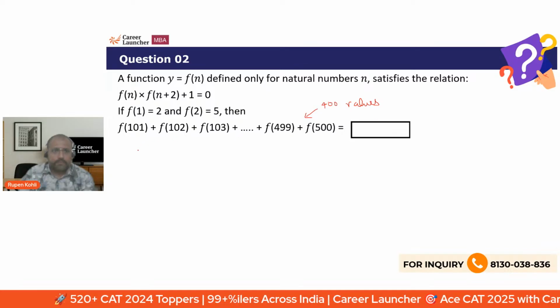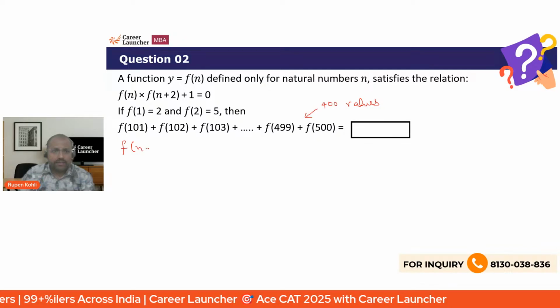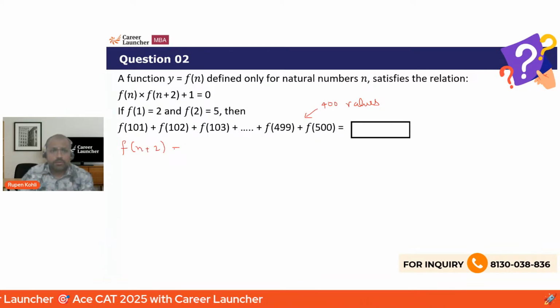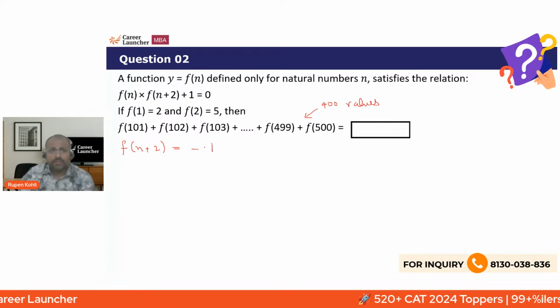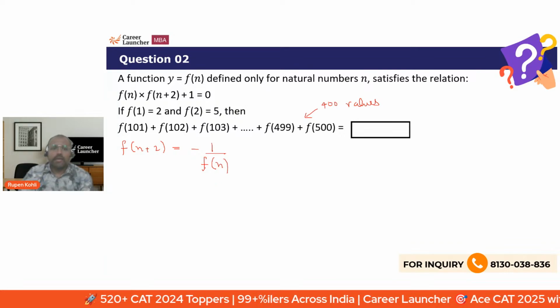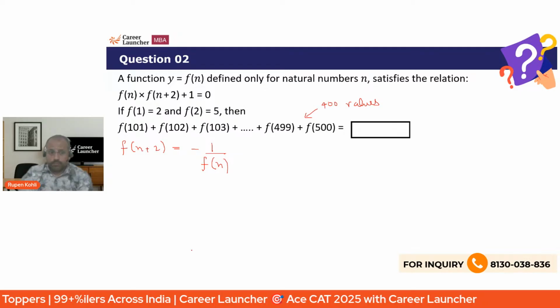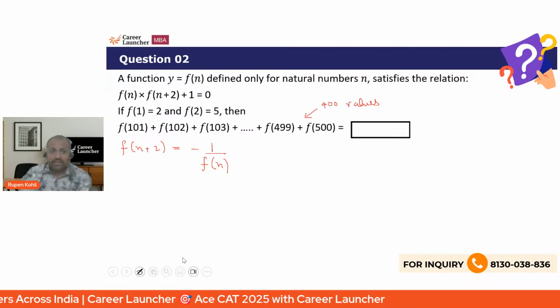Okay. Can I say this can be just rewritten? f of n into f of n plus 2 is minus 1. So dividing by f of n, we get f of n plus 2 is basically minus 1 over f of n, right? f of 1 and f of 2 are the initial values we know. So from there, we can start writing the chain of values.